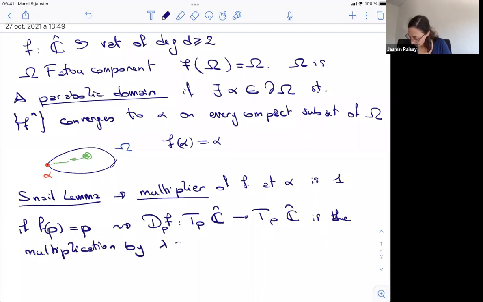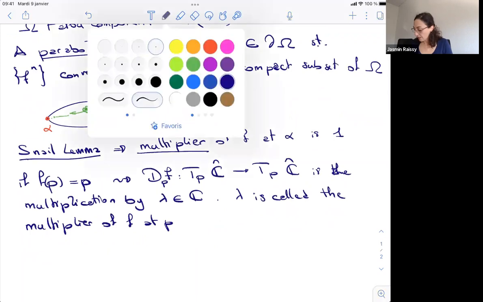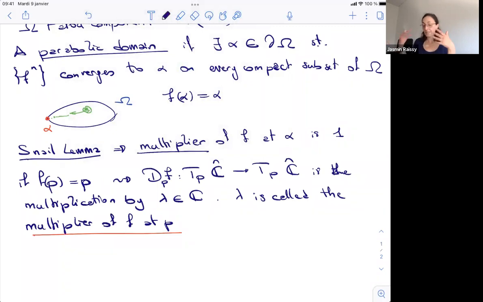By a complex number lambda. And I'm going to call lambda the multiplier of F at P. And of course, what I always have in mind is that this multiplier is simply going to be the first derivative of F at the fixed point. But when you take the first derivative of F at the fixed point, then you're choosing coordinates. So this is not a good definition, whereas talking about the tangent map, this is a good definition.